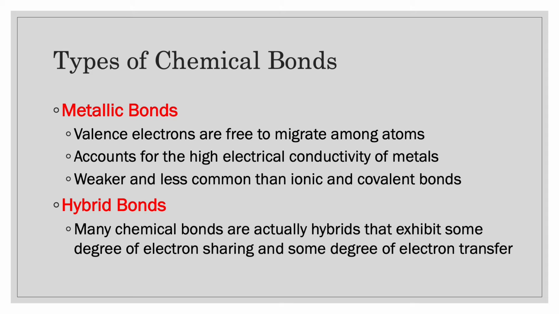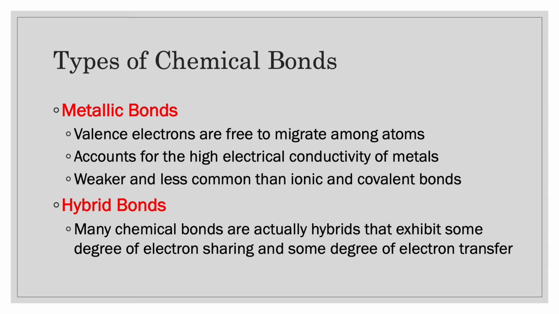This is, for example, why we use copper in our wires to transmit electricity from one location to another, because copper allows for this free migration of electrons, or electricity, among its atoms. It's important to note that metallic bonds are weaker and less common than ionic and covalent bonds.